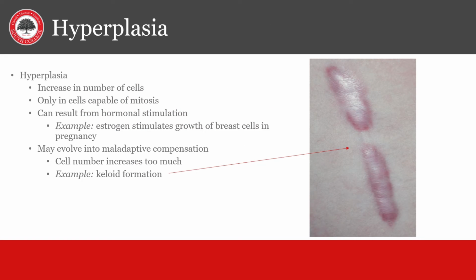Hyperplasia is an increased size of a tissue, but by the number of cells, not an increase in cell size like with hypertrophy. An example is when estrogen stimulates the growth of breast tissue, but maladaptive changes can also result from hyperplasia, and we can see that in keloid formation from scarring.